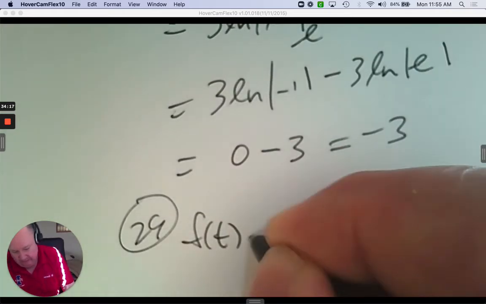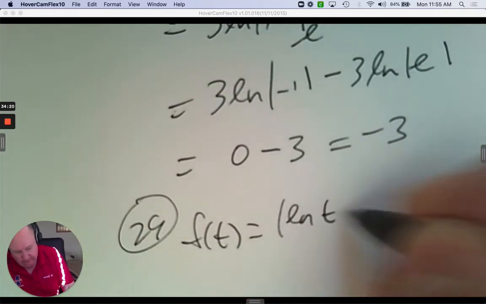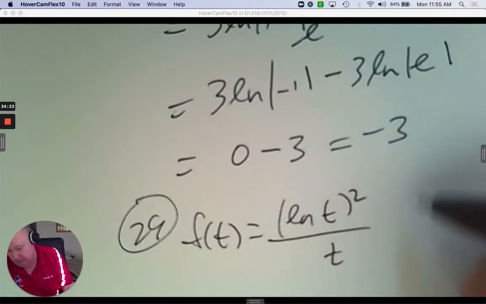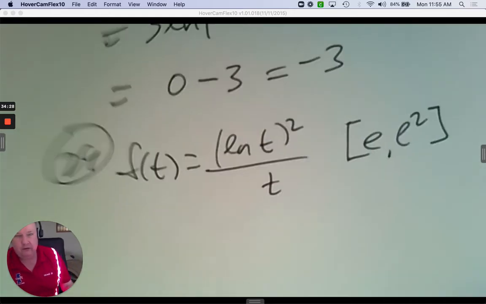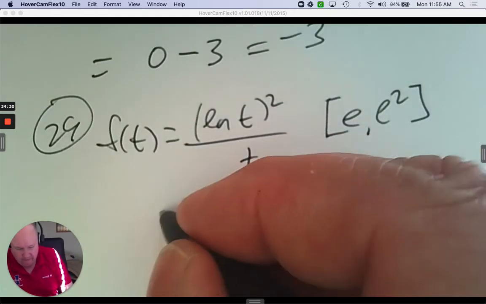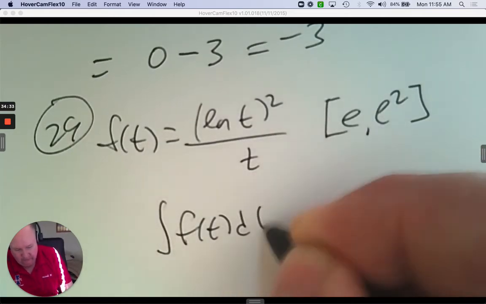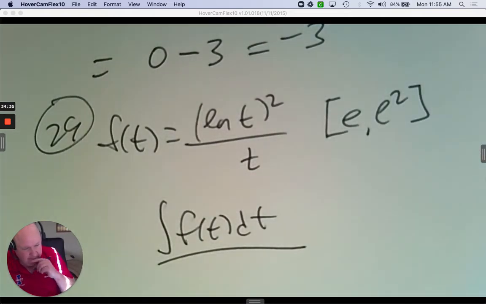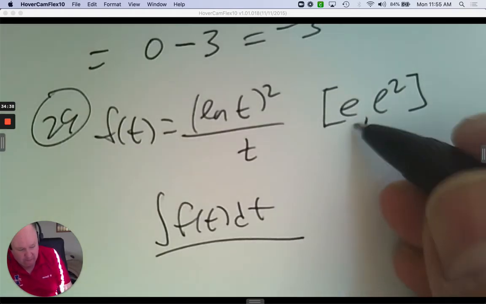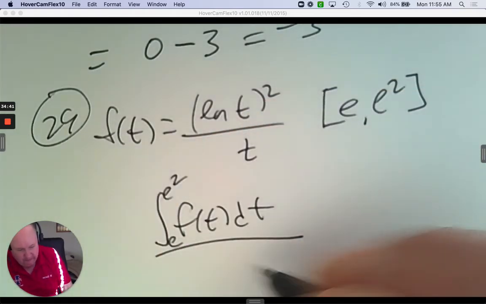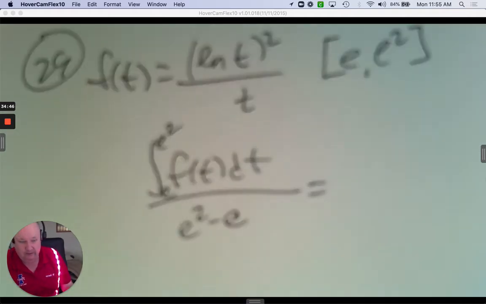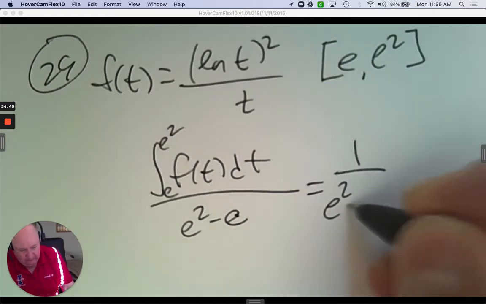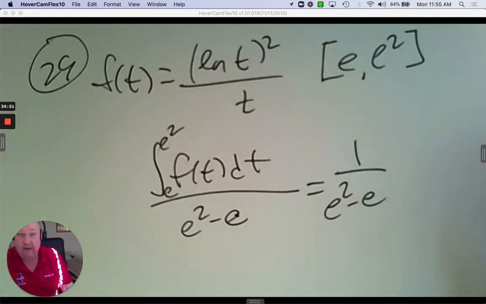Find the average value of this on the interval e to e squared. Looks worse than it is. So average value is this: you integrate the function and divide by the difference in the bounds. The lower bound is e, the upper bound is e squared, so you subtract the bounds in front. That'd be e squared subtract e. I'm going to write that as a fraction in front, and then not be bothered by it for the rest of the question.